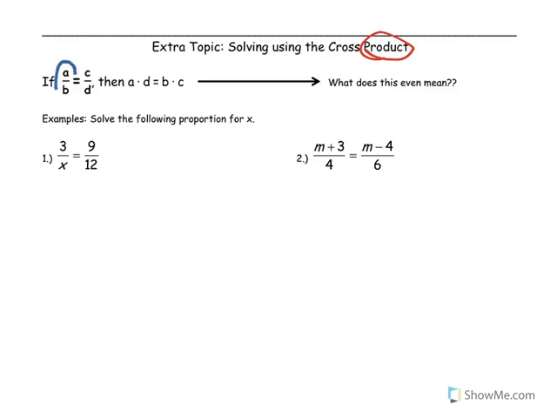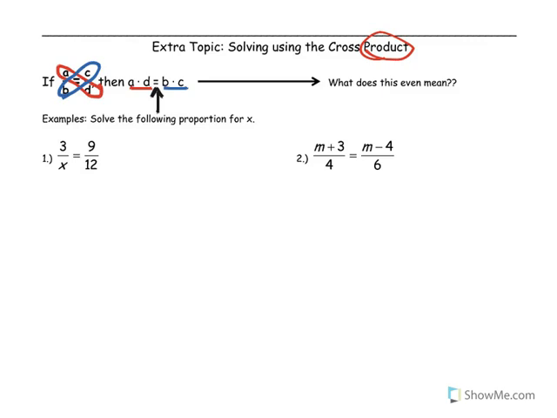If A over B, if we just look at this first part of the definition, that's a fraction. We represent that as a ratio, okay? So if one ratio is equal to another ratio, C over D, then I can multiply across. I can say A times D, and then B times C. I actually know that those two products will be equal. All right? So I can use this to help me.